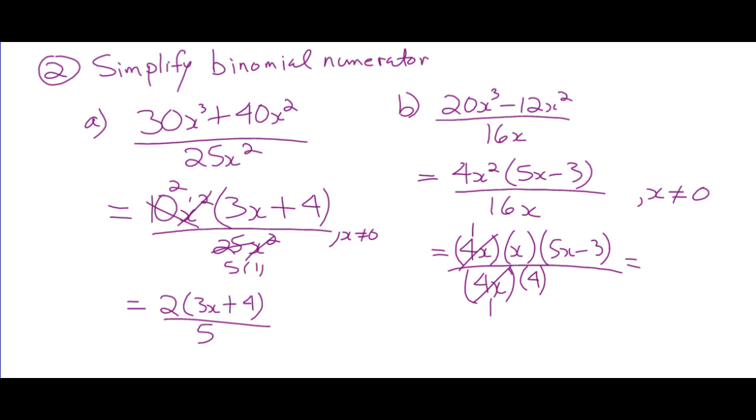So your final answer is x times 5x minus 3 over 4. And we don't expand this back out again, right? Once we factor something, we don't go and expand it back. We just leave it as x times 5x minus 3 over 4. This is our simplified form. This is our restriction. So they both have to be in there, right? That comes after the factoring stage. Factor first, state restrictions, then simplify.